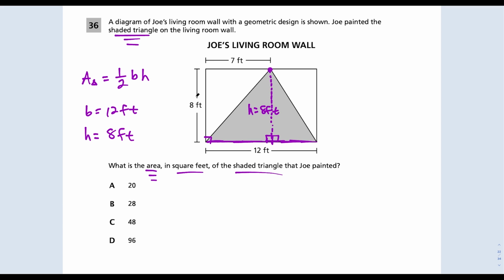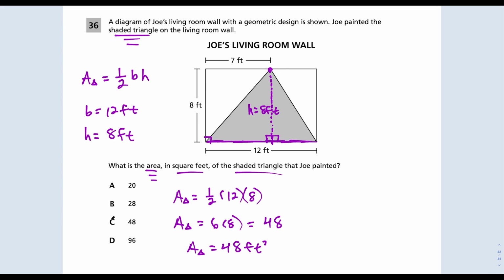So now I just use the formula. The area of the shaded triangle is going to be 1/2 times the base is 12 feet, and I'll put the units in at the end. So 12 feet times 8 feet. And now just multiply everything. We have the area of the triangle equals 1/2 times 12 is going to give us 6, and we're going to have 6 times 8 is equal to 48. So the area of the shaded triangle is 48 square feet.